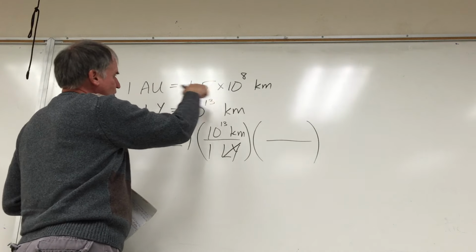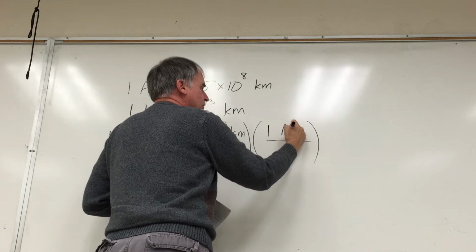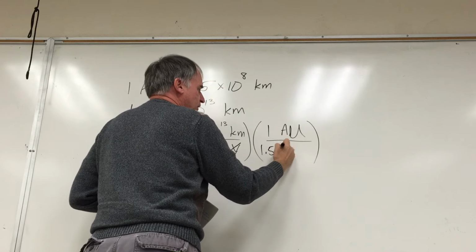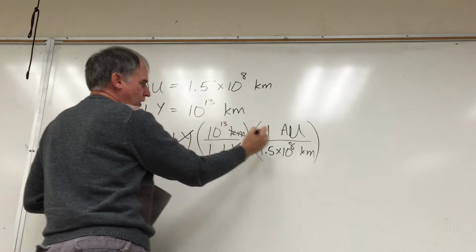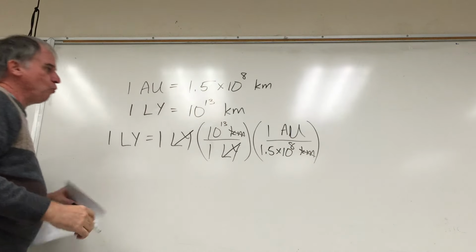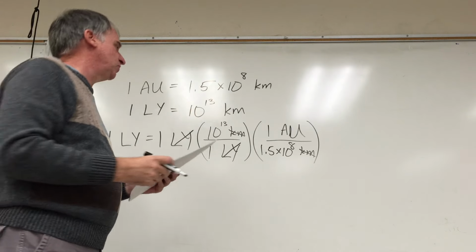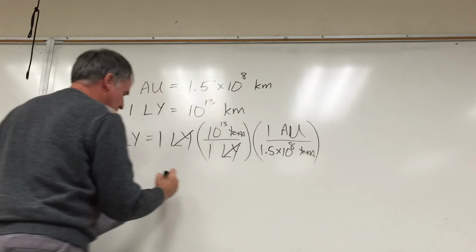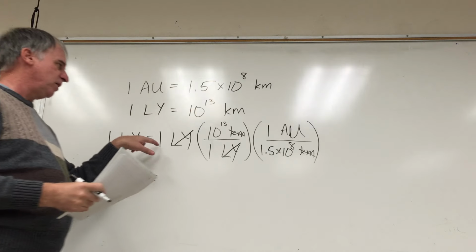And then using the other equality, 1 astronomical unit is the same as 1.5 times 10 to the 8 kilometers. Notice how the kilometers are canceling. You want to write it out. You want to put in the units. That's how you avoid the mistakes. Kilometers cancel. The only units left are going to be AU, astronomical units, and now it's just doing the math.